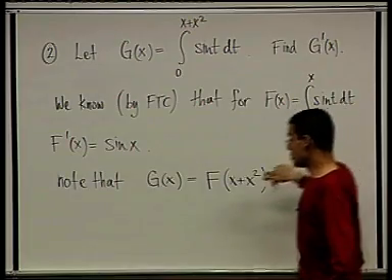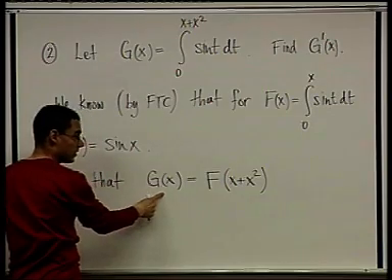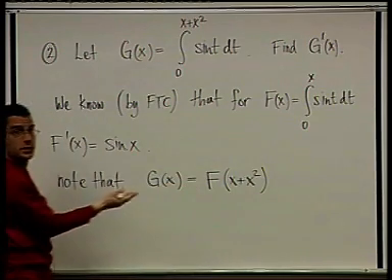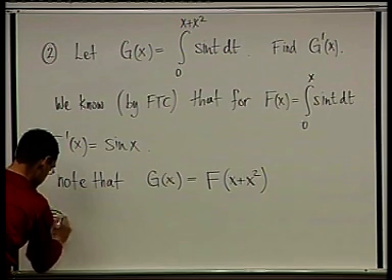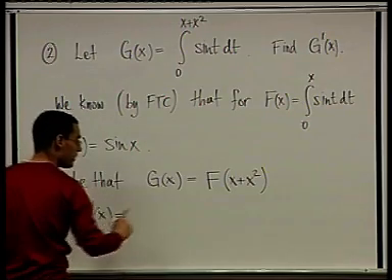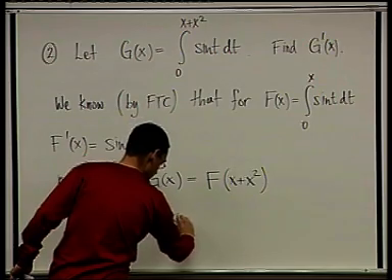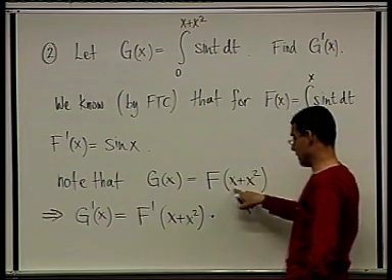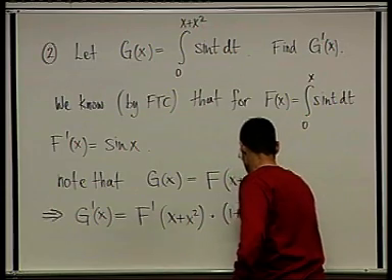Okay. So now, if we want the derivative of g, that's what we're asked to find. It's going to be taking the derivative of this, and this is a composition. Taking the derivative is a chain rule. So, therefore, g prime of x equals f prime at this value, x plus x squared, times the inner derivative. What's the inner derivative here? Times 1 plus 2x.